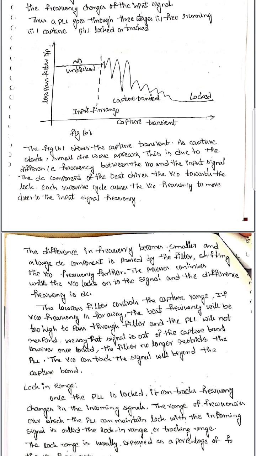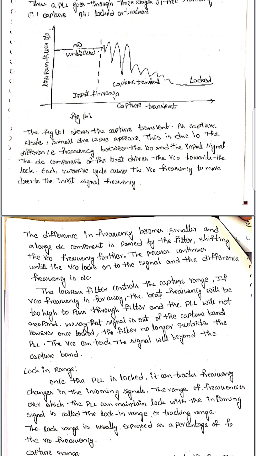First of all, this is the unlocked state. Then whenever we apply the signal to the system, it will be in the capture range, continuously changing, and whenever those two inputs are the same, at that time the system will be locked. Then the capture range transition: as the capture range starts, a small sine wave appears. This is due to the frequency difference between the VCO and the input signal.